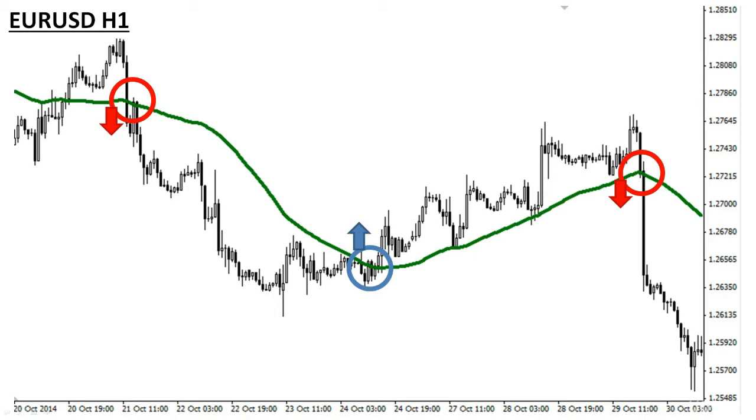So you have to be careful when you use this strategy, but do keep in mind that if you see the price above the moving average, then most likely you are currently in an upward trend.